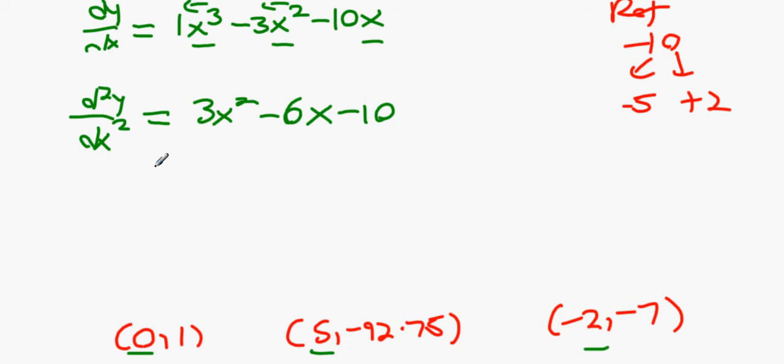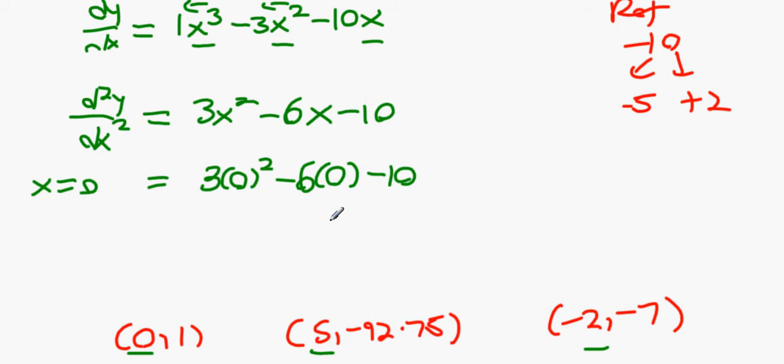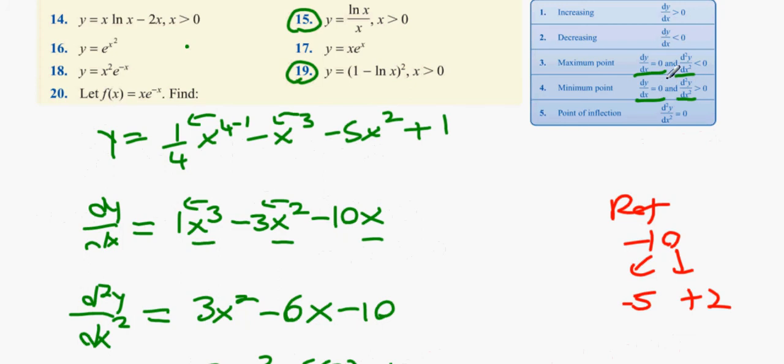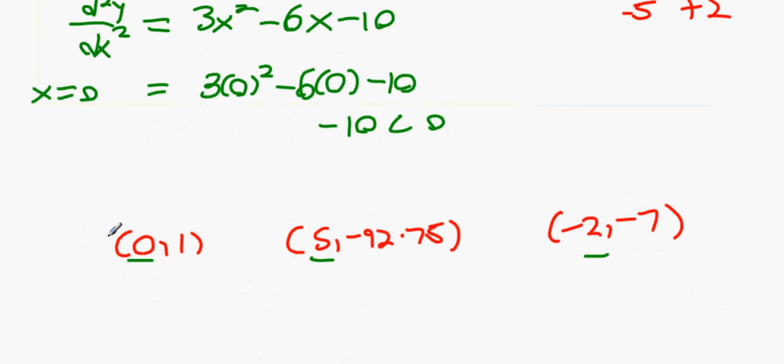So when x equals 0, we're going to get 3 times 0 squared minus 6 times 0 minus 10, and that's going to give you minus 10, which is smaller than 0. Now if your second derivative is smaller than 0, it's a maximum. So this means that this one here is a max.